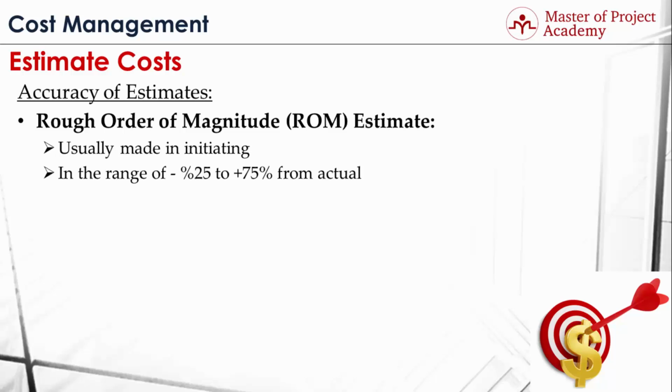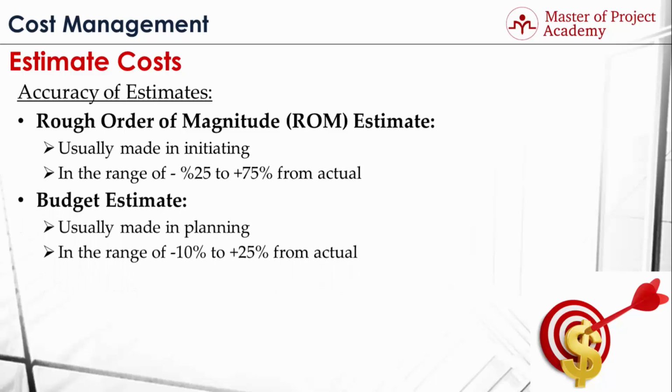Rough order of magnitude estimate provides an estimation in the range of -25 to +75% from actual values. For instance, if an activity will cost $100, rough order of magnitude estimate gives a range from $75 to $175 respectively. The second type of estimation range is budget estimate. Budget estimate is usually used during the planning phase of a project.